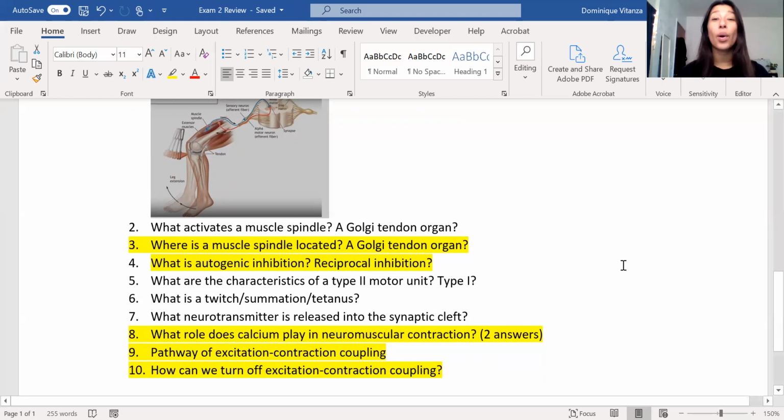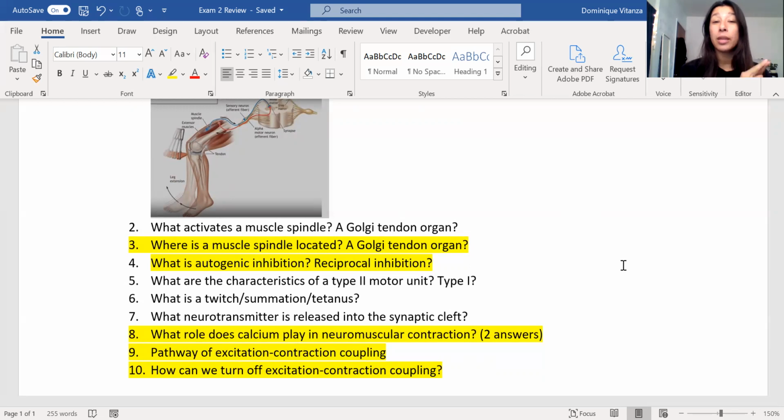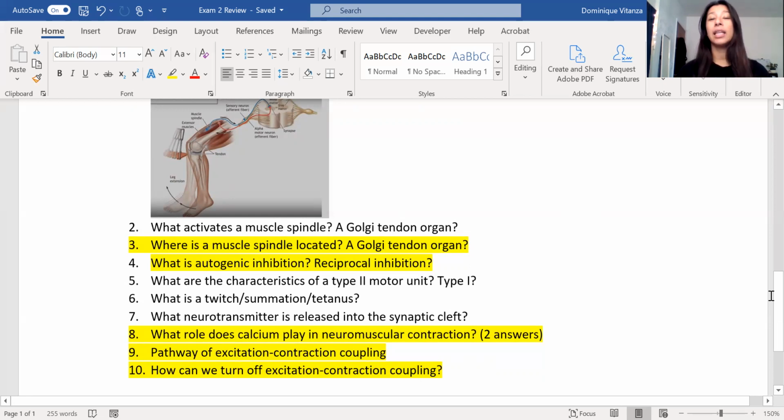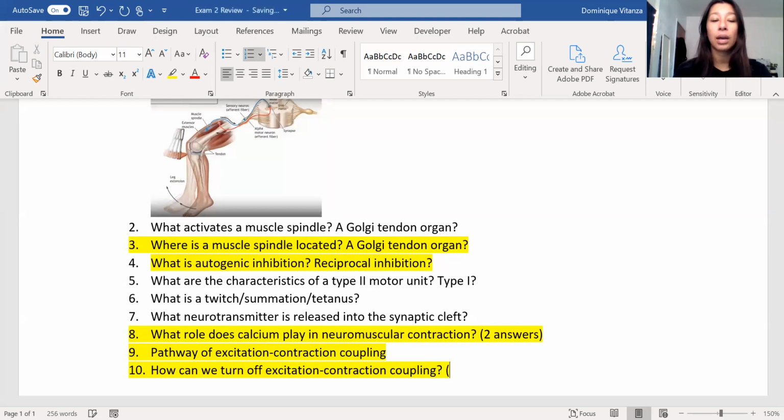And then knowing the whole neuromuscular contraction pathway, right? So from top to bottom, how does an action potential begin, all the way until how do we stop a muscle action? So this last question: how can we turn off excitation contraction coupling? There are two answers for that one as well. Calcium has two answers, and then this excitation contraction coupling also has two answers. So I will add that here.